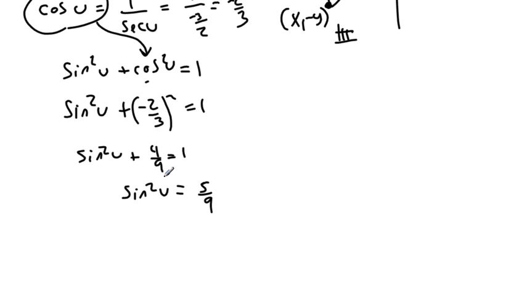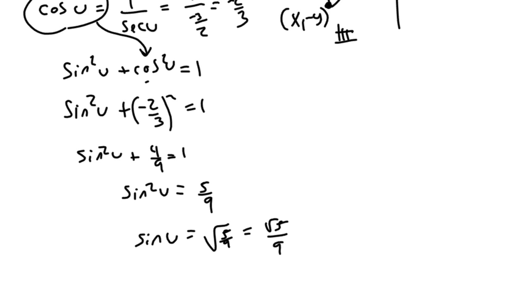And so that's going to be sine squared of u. And now let's go ahead and take the square root of both sides. So that means sine of u is going to be equal to the square root of 5/9, which is the same thing as radical 5 over 9.